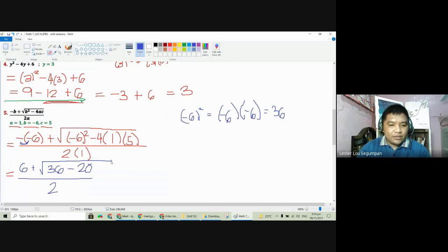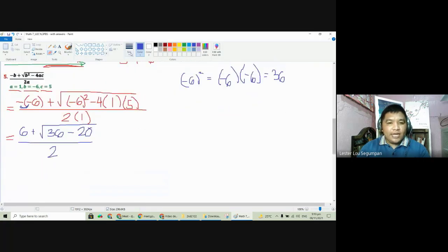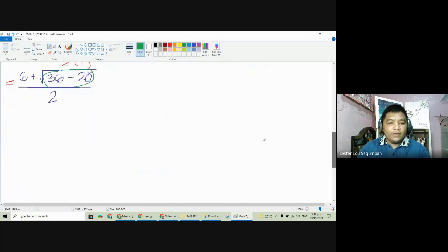Let me erase the extension here. Okay. After that, again, GEMDAS. Do not add, do not divide. We start first with the grouping symbol here inside this root symbol. GEMDAS allows us to copy all items which are not part of the grouping symbol. So it will become 6 plus the square root of 36 minus 20, you'll have 16, all over 2. And then you start with the square root of 16, which is actually positive 4, all over 2.